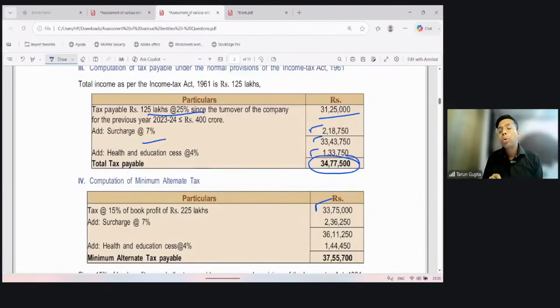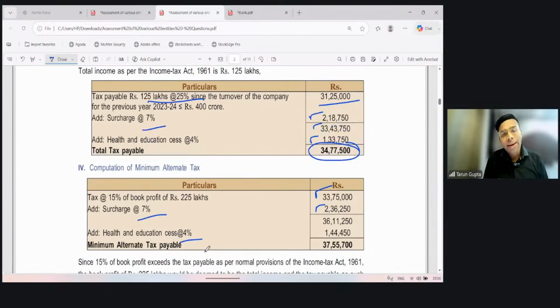Now since book profit is 2 crore 25 lakh, there's a surcharge of 7%. I said all other provisions shall be applicable. So there's a surcharge of 7% and cess of 4%. So MAT liability comes to 37 lakh 55,700.